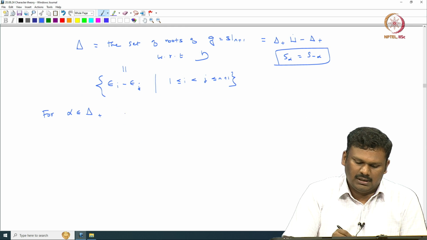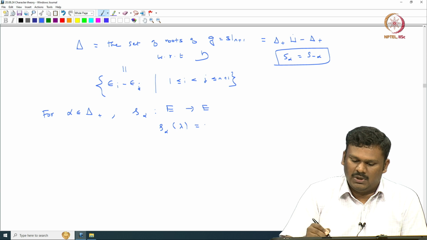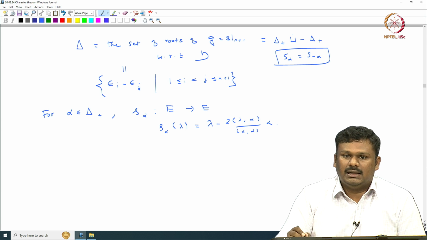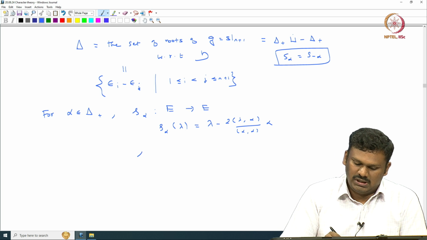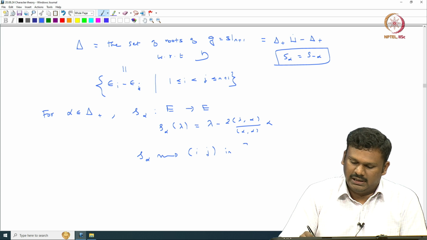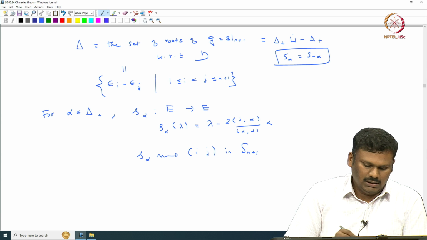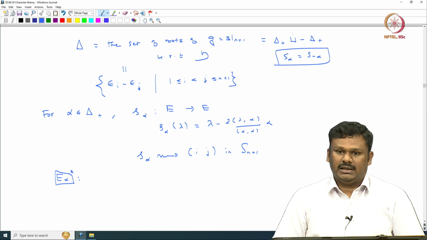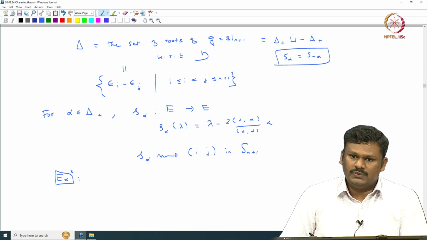So, for alpha in Delta^+ again we can define the reflection as before from the Euclidean space to Euclidean space, which is given by the same formula S_alpha of lambda equals lambda minus 2(lambda, alpha) divided by (alpha, alpha) times alpha. If you take this as definition, it is not hard to see that this S_alpha will correspond to the transposition (i, j) inside S_{n+1}. Indeed, here is the star exercise. It is not very hard, but it actually requires some understanding of these reflection subgroups.